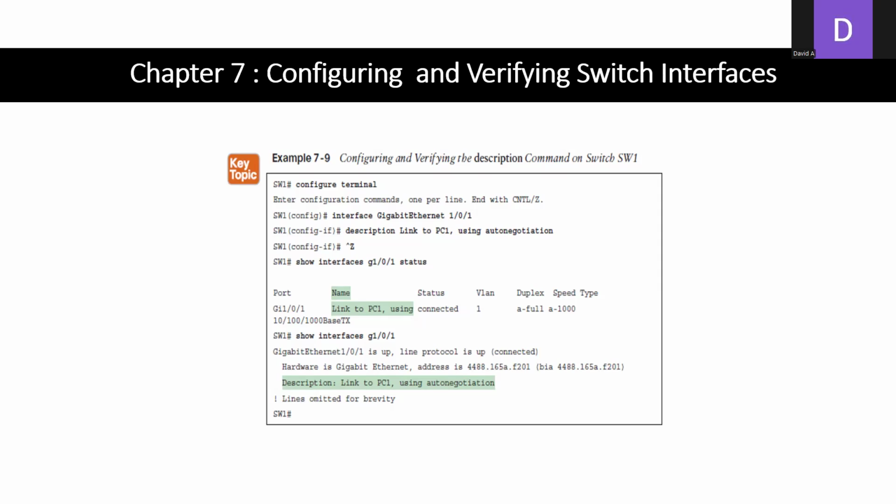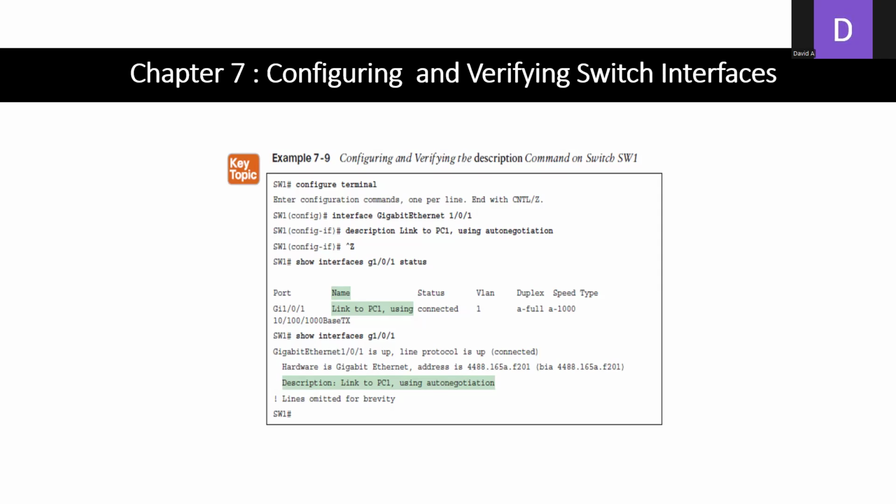So let's talk about it, right? So the description command. You can use the description subcommand within the context of an interface in global configuration mode. It basically lets you add a text description to the interface, right? Use your keyboard characters, include spaces, and just for your own knowledge, Cisco switches support 200 characters for description text. Okay.